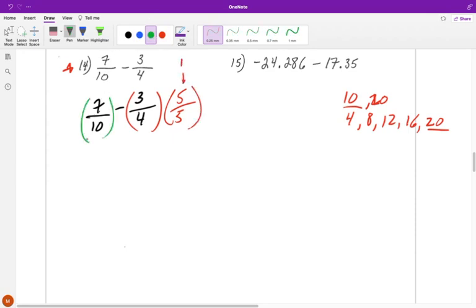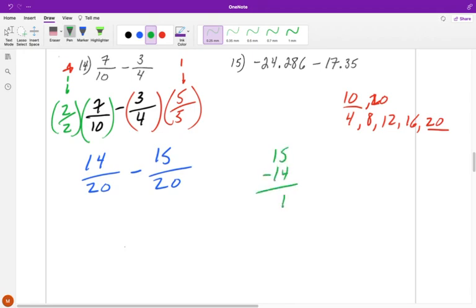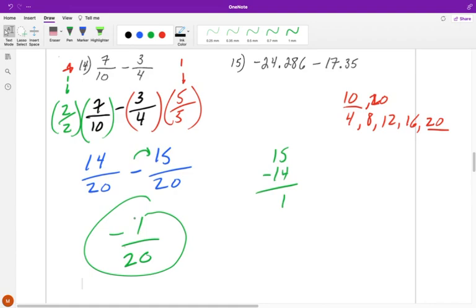And I'm going to multiply 10 by 2 over 2, because once again, this is equal to 1, so we're not changing the value, we're just manipulating. Well, 2 times 7 is 14, and 3 times 5 is 15. And now once we get like denominators, we just simply add or subtract the numbers on top. So since it's minus, I know they're different, and 15 minus 14 gives me 1, and since the larger number was negative, I know it's going to be negative 1 over 20.